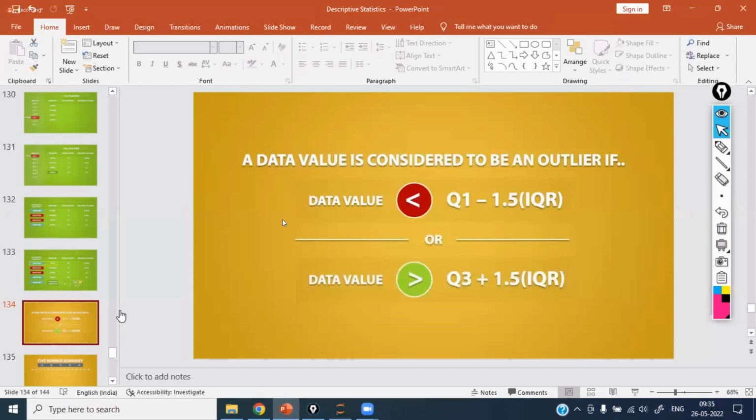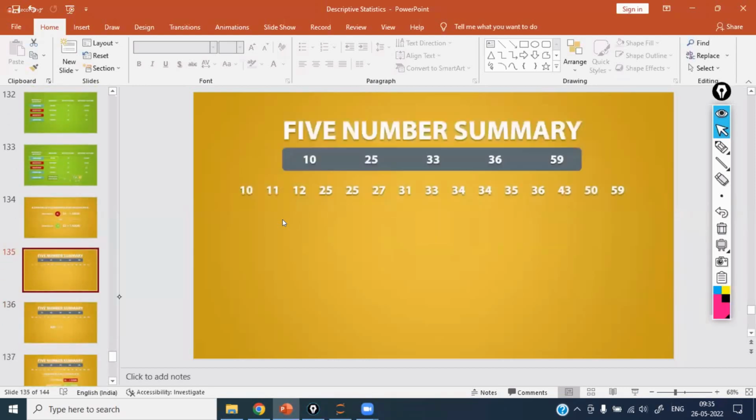Any value less than Q1 minus 1.5 into IQR is called an outlier. Any value greater than Q3 plus 1.5 into IQR is called an outlier. Now let us take an example. So here are our data points. This is the minimum, maximum, Q1, Q2, Q3. I have calculated all the five numbers using these data points. Now let us check whether there is any outlier in this data.